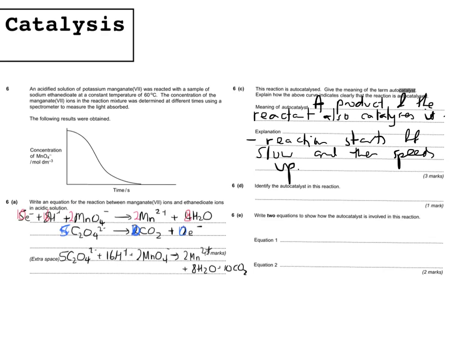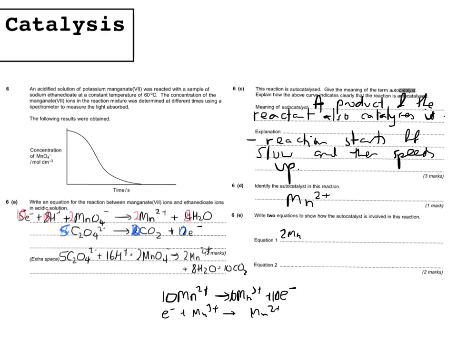The auto-catalyst in this reaction is Mn2+, and then write two equations to show how the auto-catalyst is involved in this reaction. So remember, you've got your Mn2+ turning into Mn3+ plus an electron, and you've got an electron plus Mn3+ turning it back into Mn2+. So this Mn2+ and Mn3+ one should combine with your manganate half equation. To do that, you need to multiply this up by 10, so you've got 10, 10, 10, so the electrons cancel.